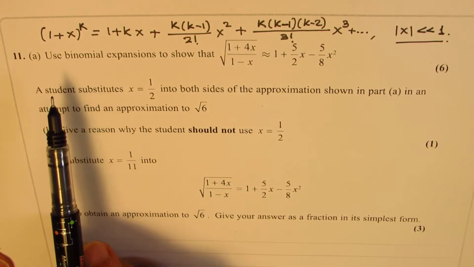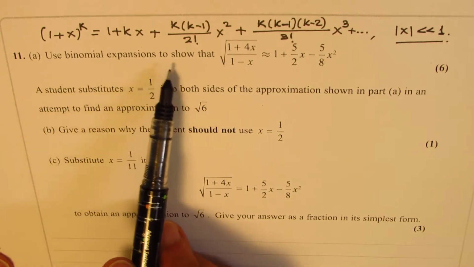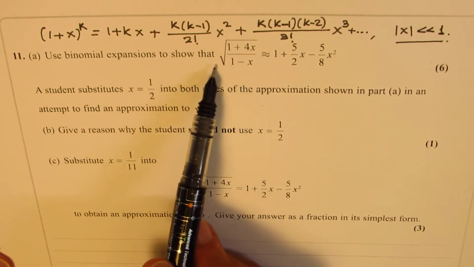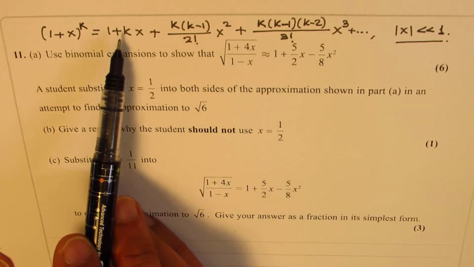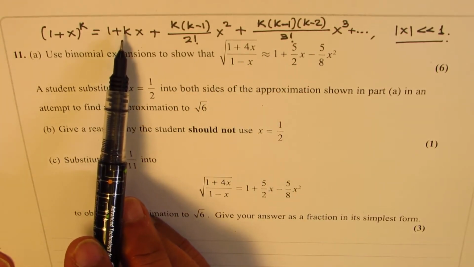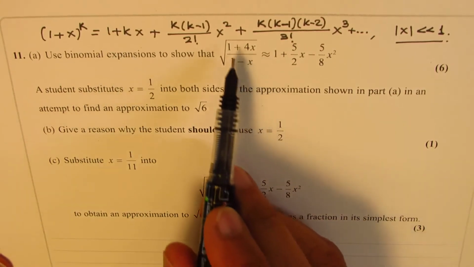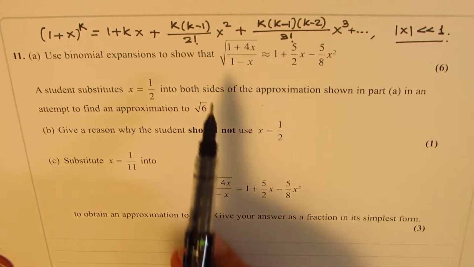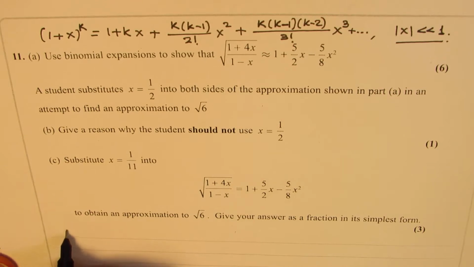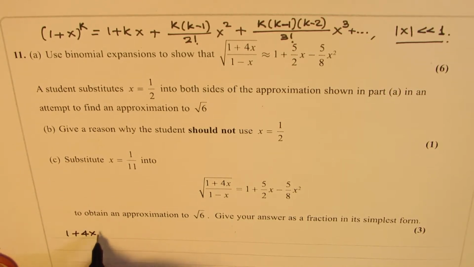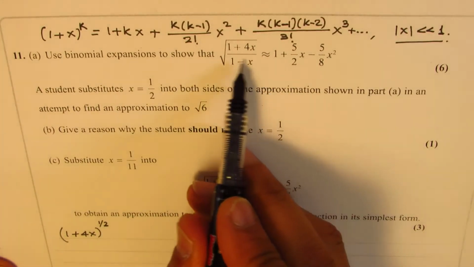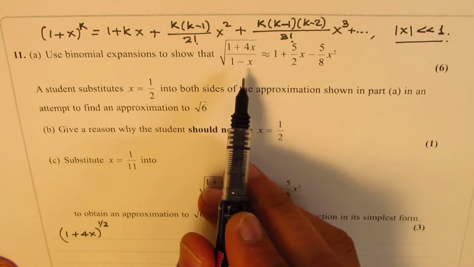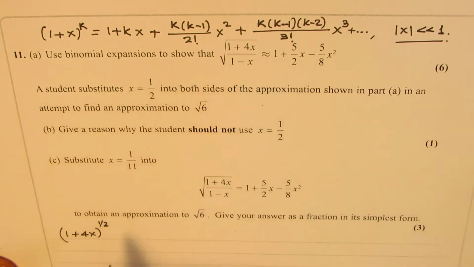Now, let us try to use binomial expansion to show that this is equal to that. Let's try to prove this using this particular formula. So let's take numerator and denominator separately. First we'll expand 1 plus 4x to the power of half using this formula, and then we'll do the denominator part and then we'll work out both together.